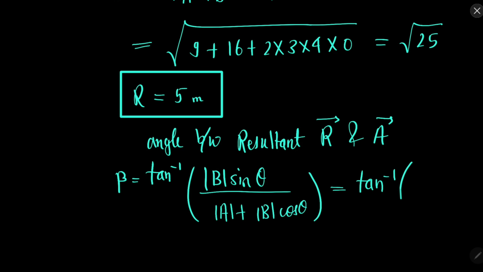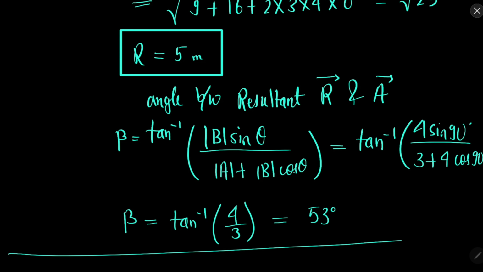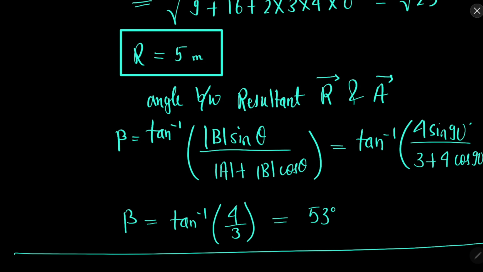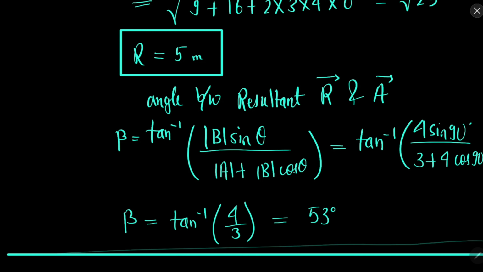So beta equals tan inverse of 4 sin 90 upon 3 plus 4 cos 90. Once you solve this, you will get beta equal to tan inverse 4 by 3, and once you solve this, you will get 53 degrees. You will usually need a calculator for solving this. So after solving this, you will get 53 degrees. So we have both the angle, that is the direction, and the magnitude.